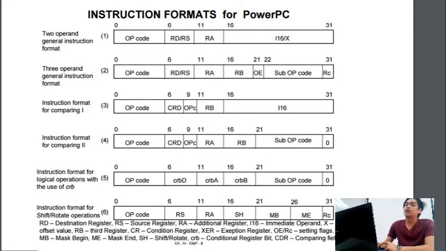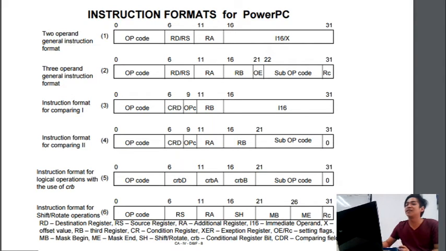The third is the instruction format for comparing. It consists of opcode, a comparing field, an OPC, the third register, and an immediate operand. The fourth one is the second instruction format for comparing. It consists of opcode, a comparing field, an OPC, an additional register, the third register, a sub-opcode, and an offset value.